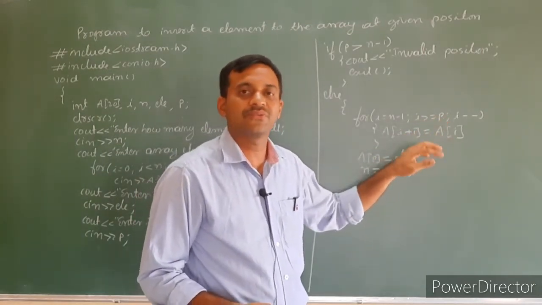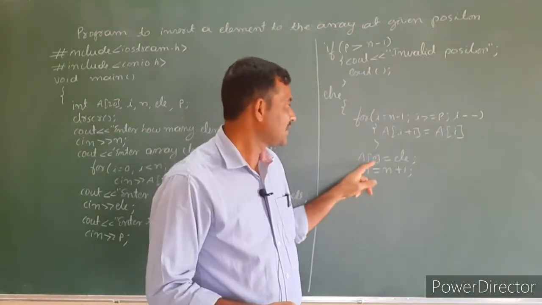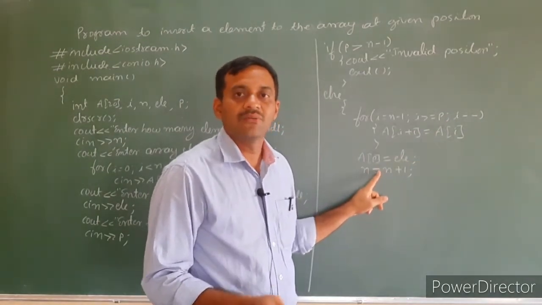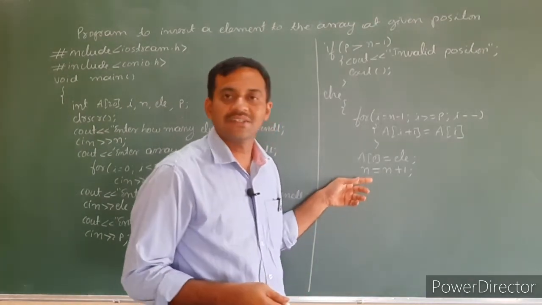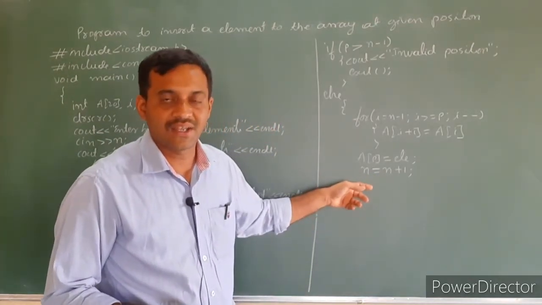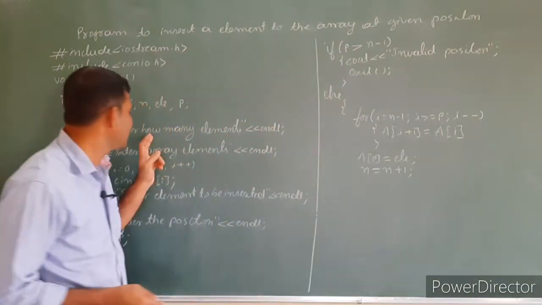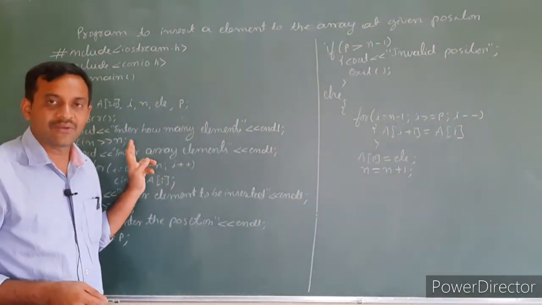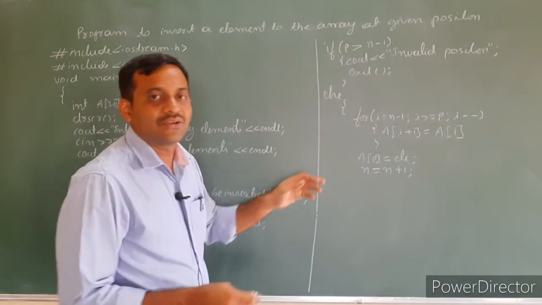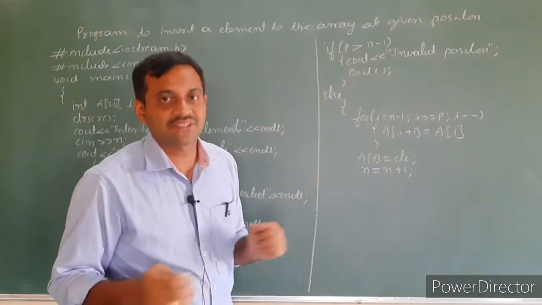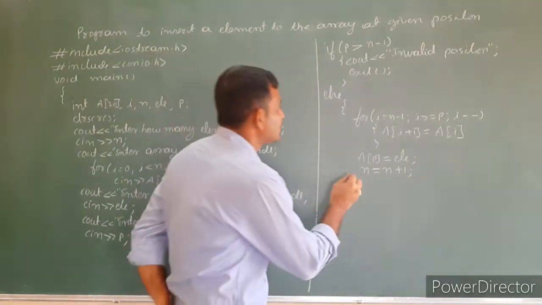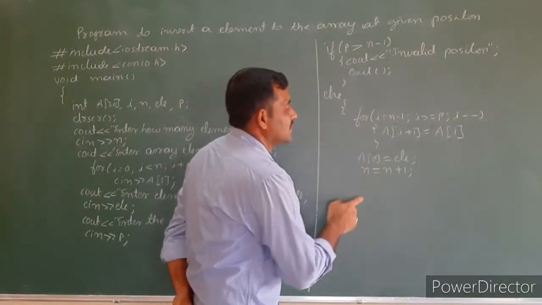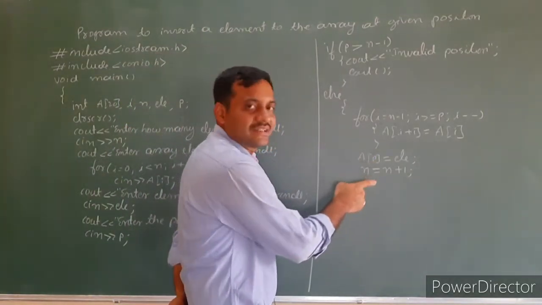Up to p we shift elements to the next position. When it reaches the given position, for that position assign the new value. At the same time, increase the length of the array. For example, if 5 elements are given, after adding, the total elements become 6. Hence here we increase the length of the array. Close the for loop, then insert element, increase the length.